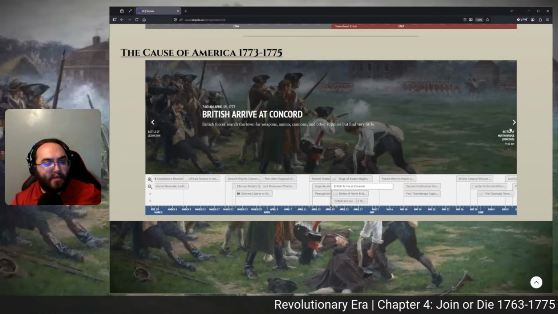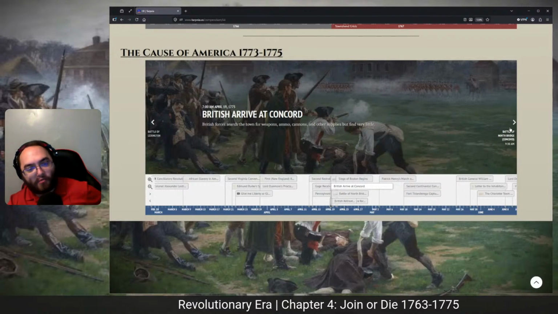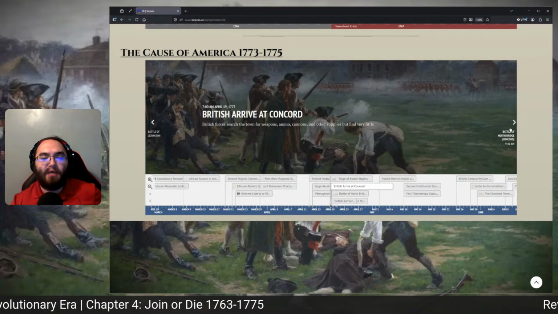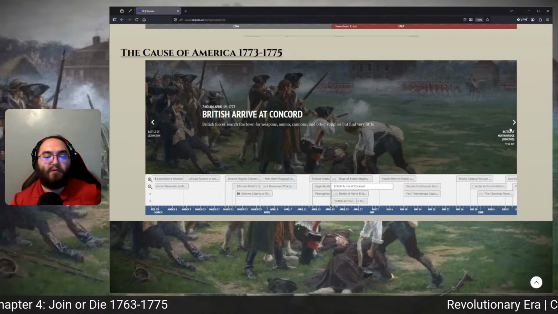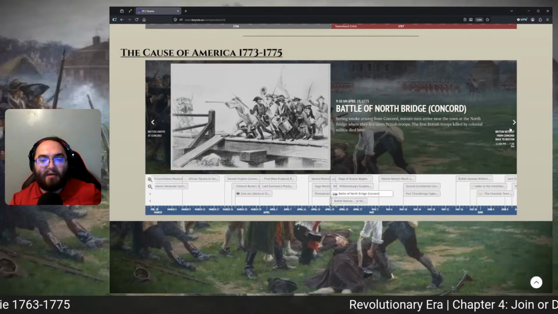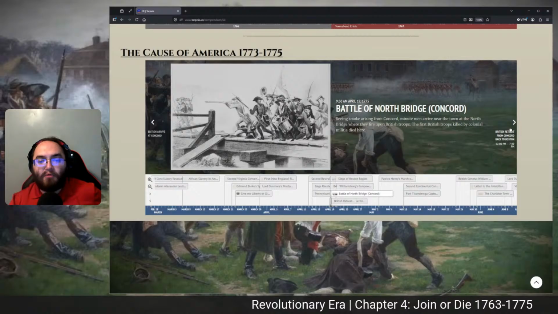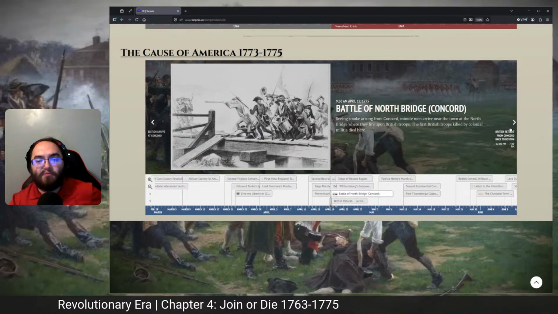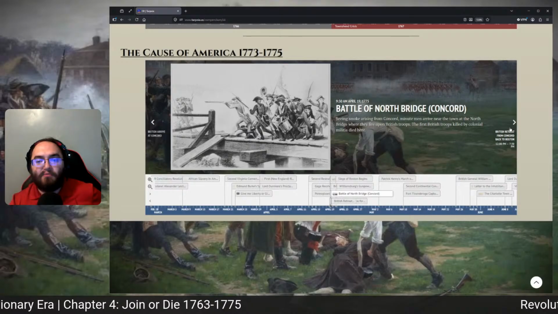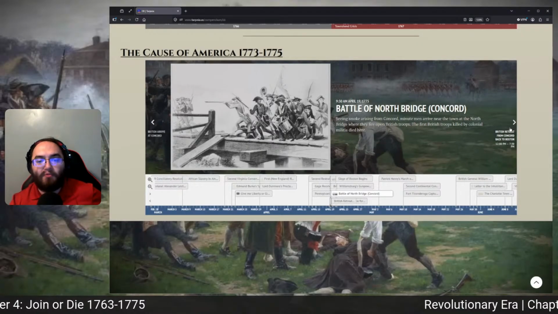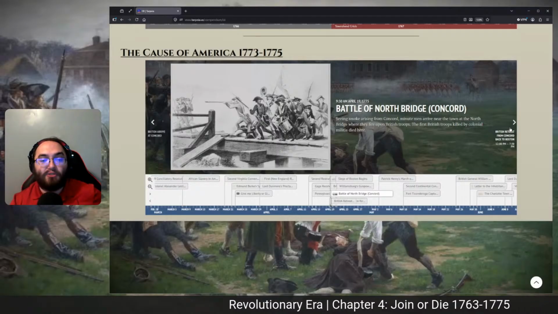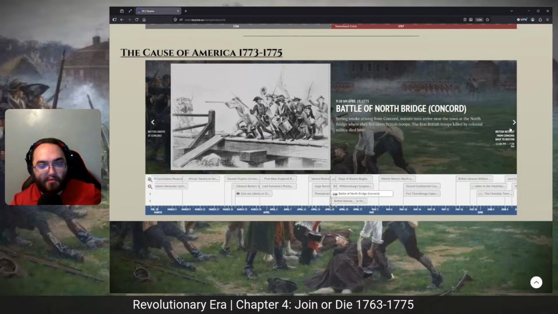At 7 a.m., the British arrive at Concord. British forces search the town for weapons, ammo, cannons, and other supplies, but find very little. At 9:30, the Battle of North Bridge, which is the Battle of Concord, seeing smoke rising from Concord, Minutemen arrive near the town at the North Bridge, where they fire upon British troops. The first British troops killed by colonial militia died here at Concord. So this is a battle.